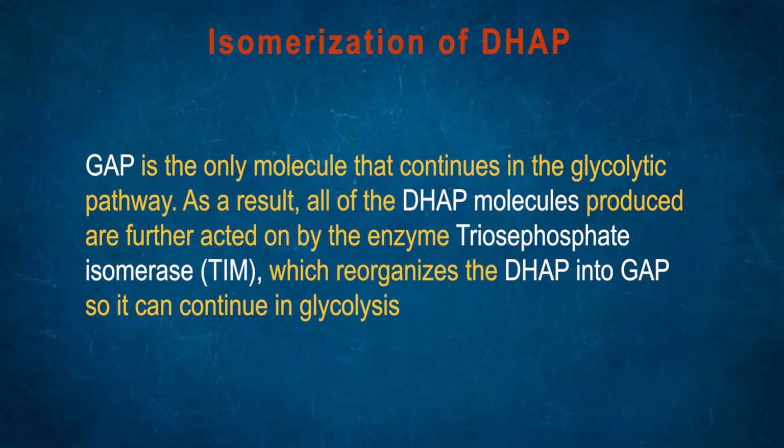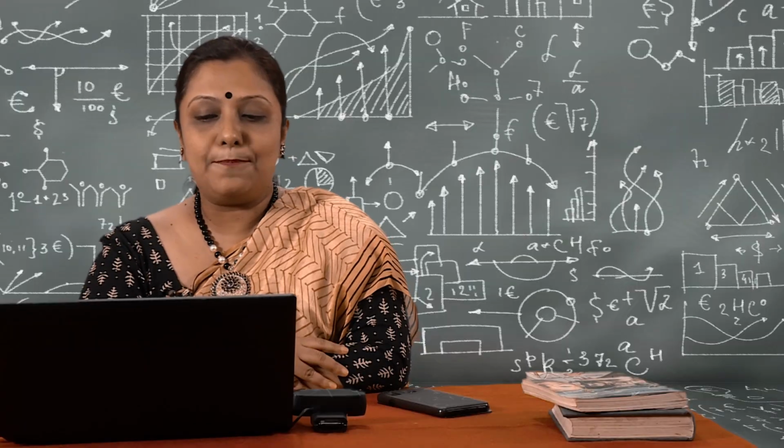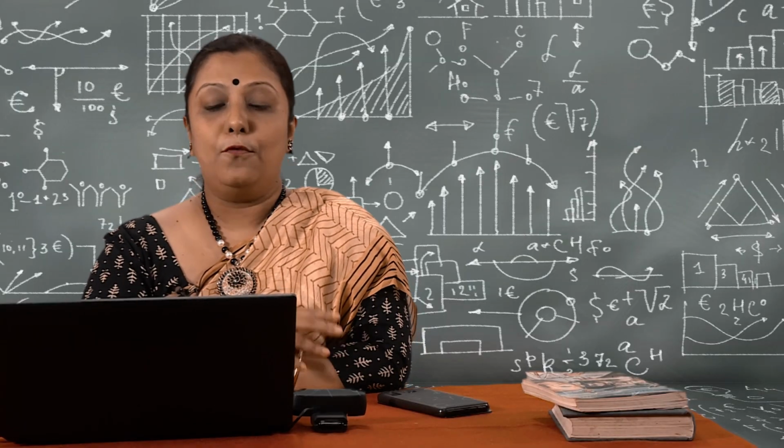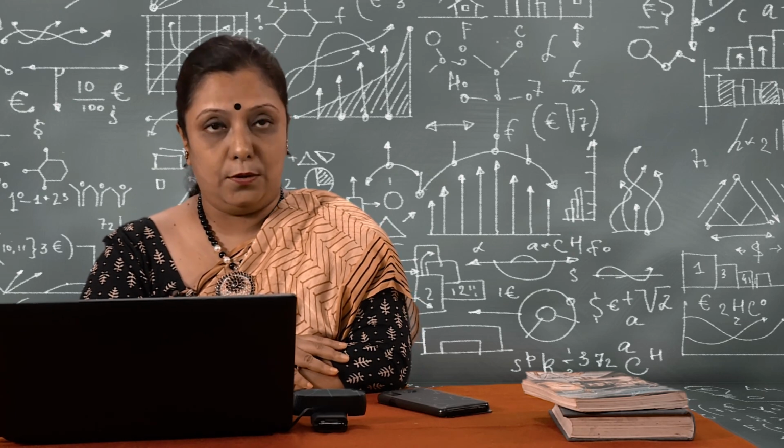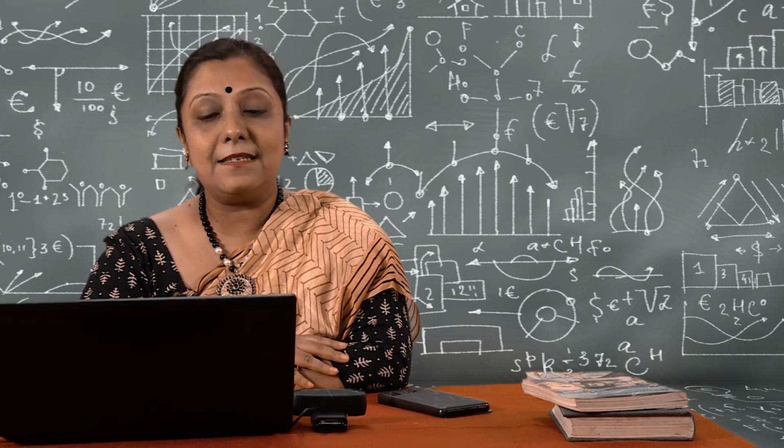As a result, all of the dihydroxyacetone phosphate molecules produced are further acted on by the enzyme triose phosphate isomerase, which converts DHAP into GAP so it can continue in glycolysis. At this point in the glycolytic pathway, we have two 3-carbon molecules. The net delta G0 is 7.6 kilojoule per mole.